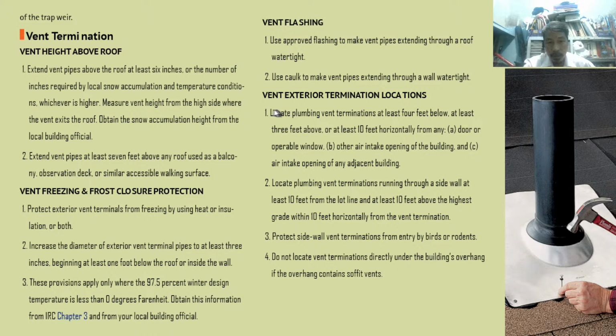That is the sealant. And for vent exterior termination location, locate plumbing vent termination at least 4 feet below, at least 3 feet above, or at least 10 feet horizontally from any. Take note, 4 feet below, 3 feet above, 10 feet horizontal from any door or operable window. Okay. Other air intake opening of the building and air intake opening of any adjacent building. Okay.